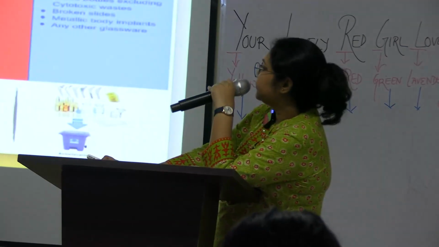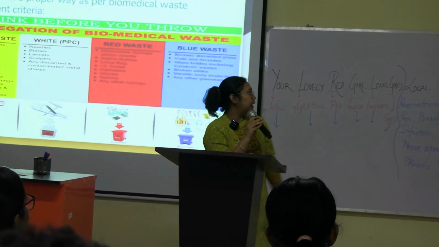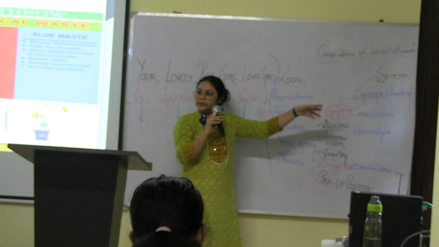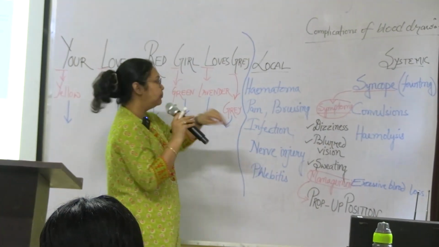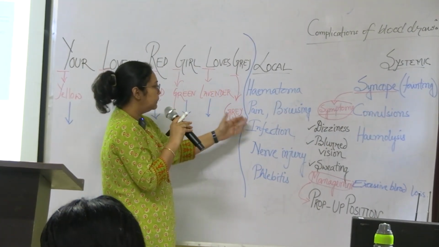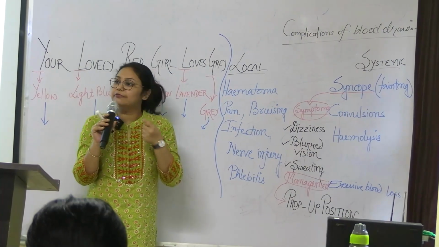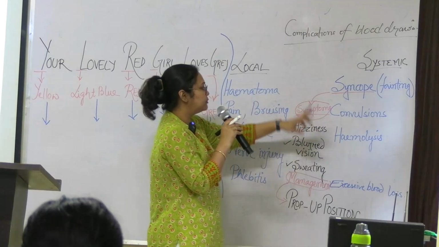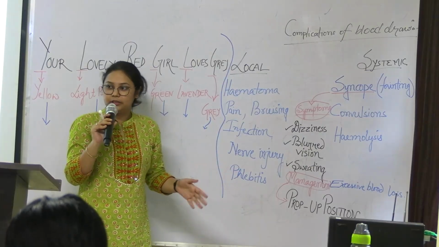Okay. See, after collection, I would like to add that there are also some complications of blood draw. Okay, I have written here, there are some local, visible, na? There are some local complications and there are some systemic complications. Okay, local we have hematoma, pain, bruising, infection, nerve injury, phlebitis. Phlebitis means infection in the veins. Okay, and in systemic we have syncope, convulsion, hemolysis. In some cases, excessive blood loss may be there.